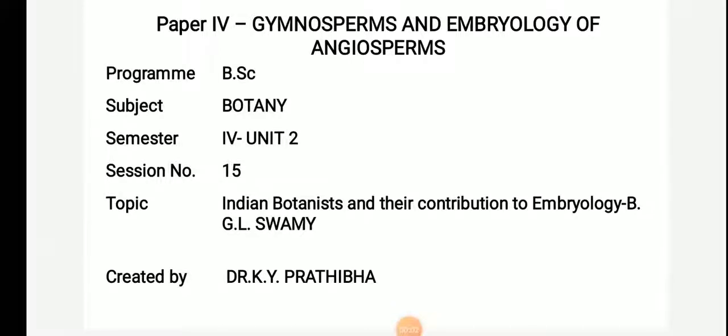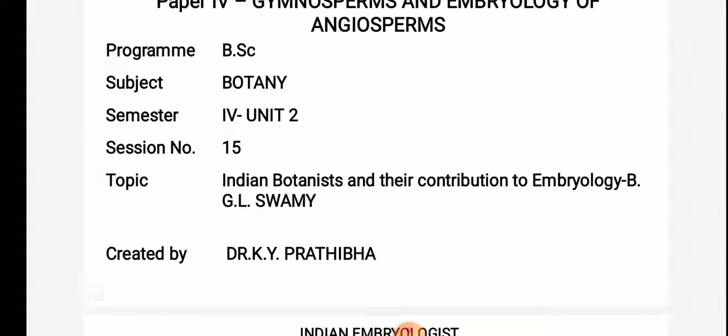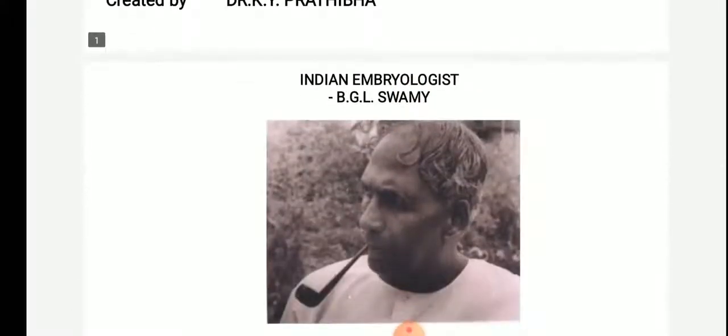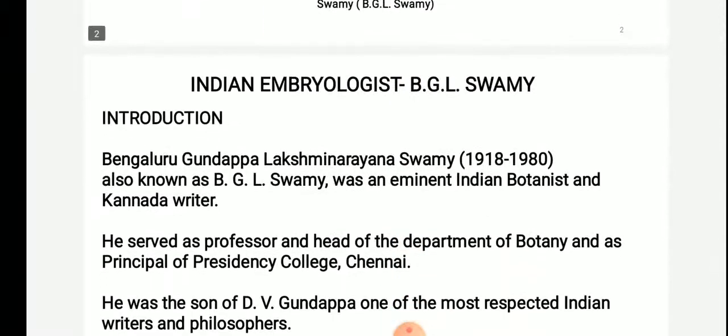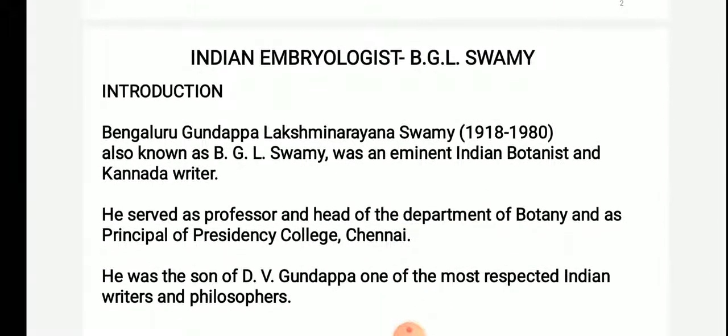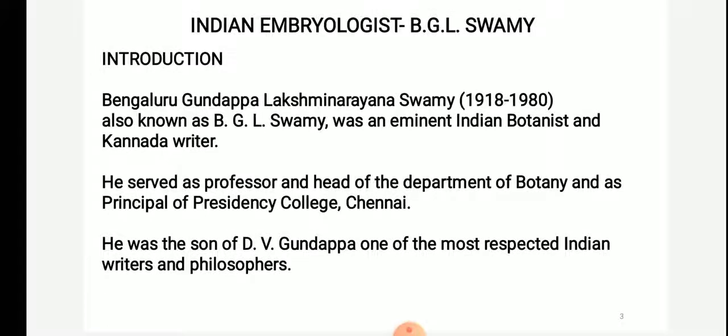K.Y. Pratibha. In this session, I would like to talk on Professor BGL Swamy, a great Indian botanist who has contributed to the field of embryology, for the 4th semester botany students. This is the photograph of Professor BGL Swamy. Let us know something about the great botanist BGL Swamy.